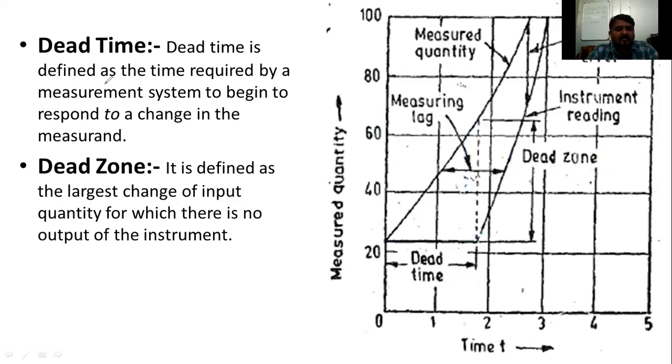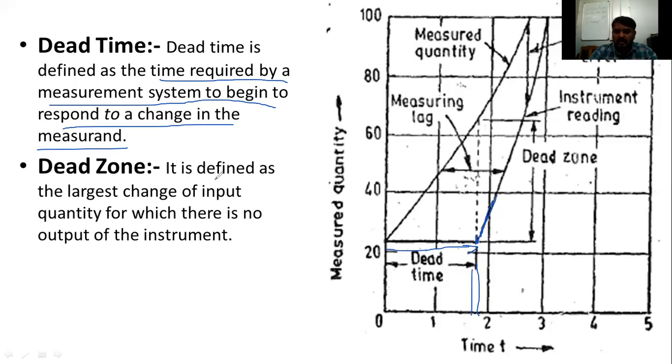Dead time is defined as the time required by a measurement system to begin to respond to a change in the measurement. Change in the measurement means change in the output. How much time will it take to change the output? Here it has taken 1.8. After 1.8 only it started to respond to the input. So this time we call dead time.